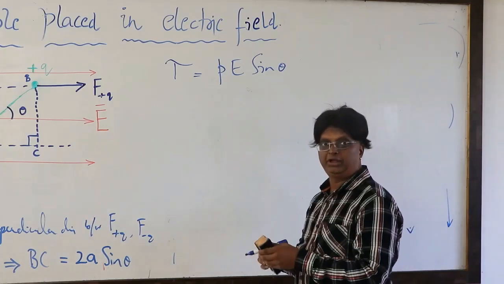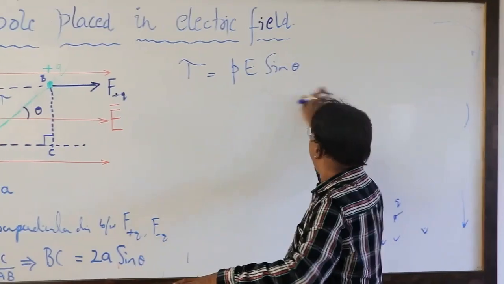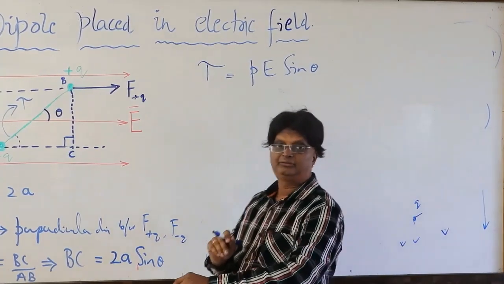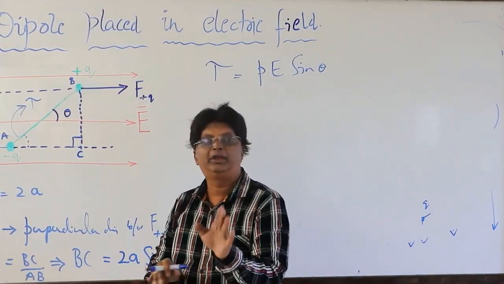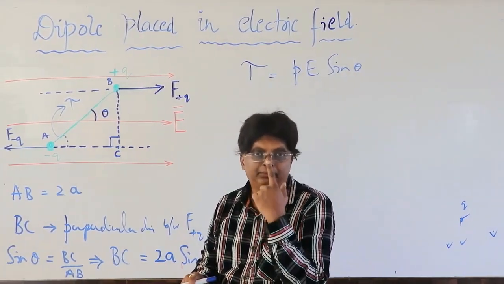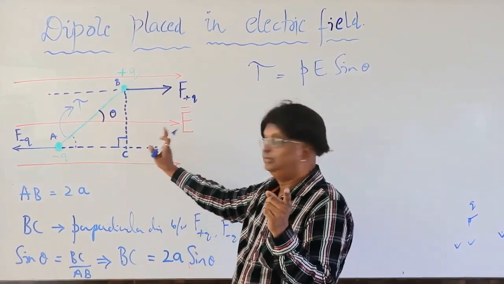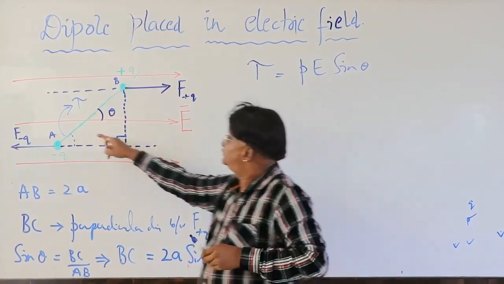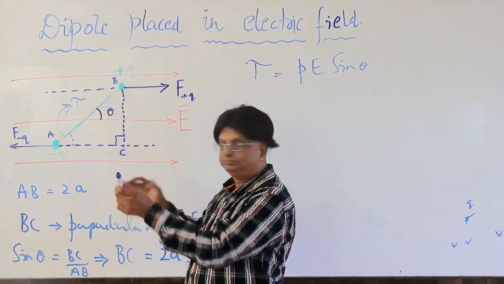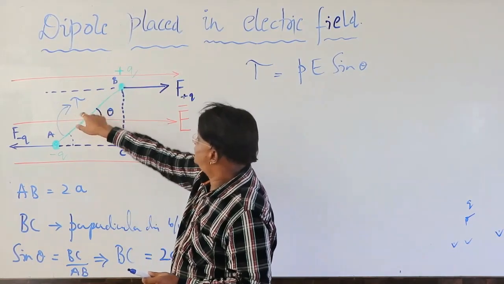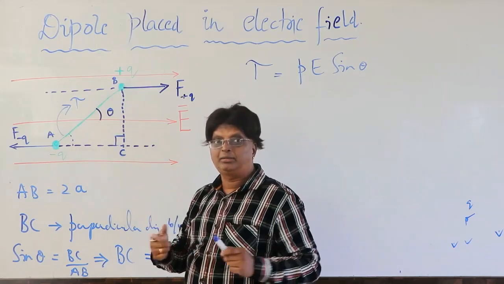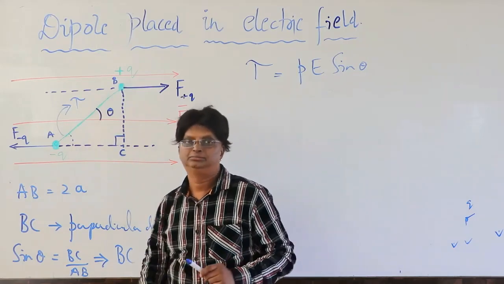Of course, you will do it now. Simple mathematics. Tau is equal to P sin theta. Even before that, first let's come back. Why torque on a dipole? You see here, because of this clockwise torque, what happens? Finally, rotation comes and the dipole will come in the direction where P bar becomes parallel to E bar.